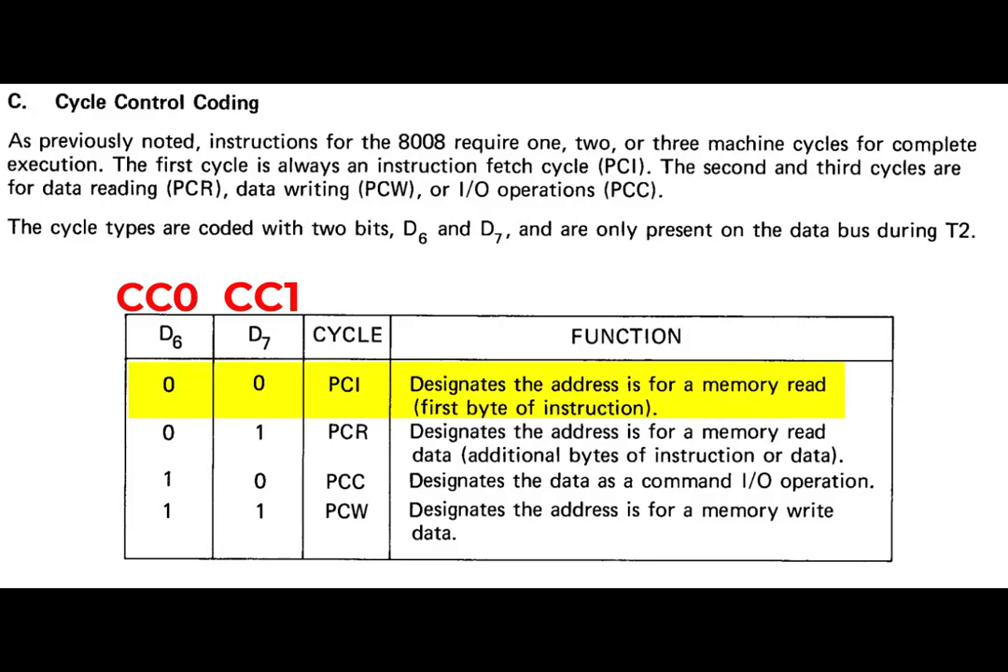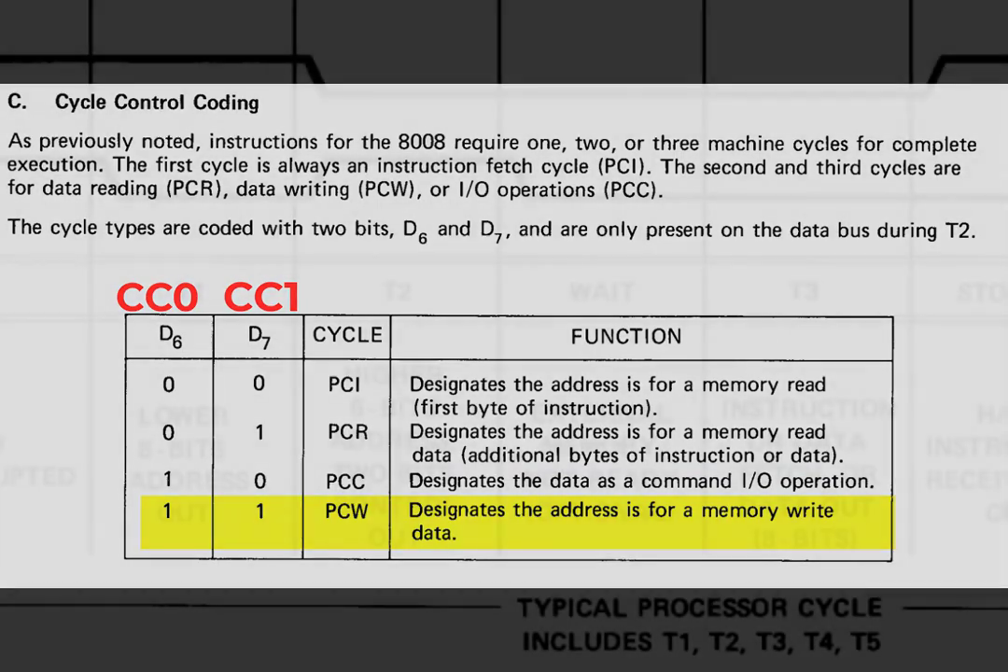We've got CC0, CC1, and what subcycle it is. 00 is a PCI, or an instruction fetch. 01 is a PCR, or a memory read. 10 is the PCC, or an I/O control cycle. And 11 is the PCW, or a memory write.